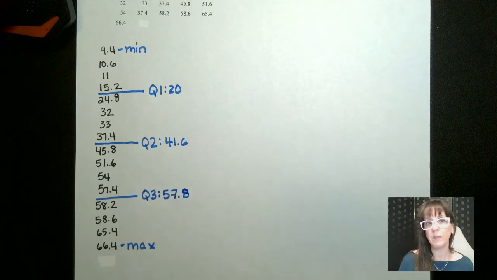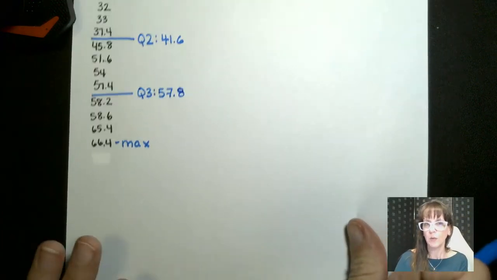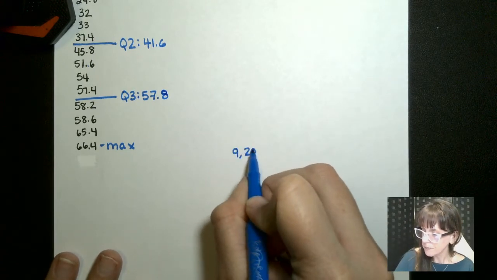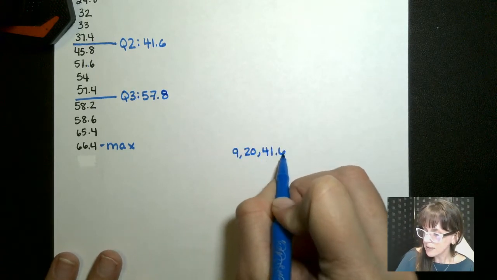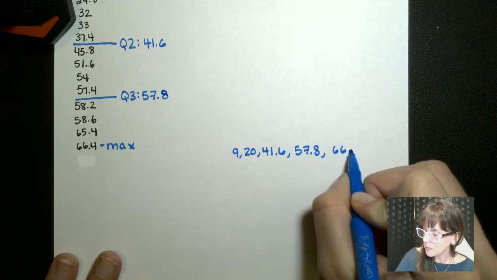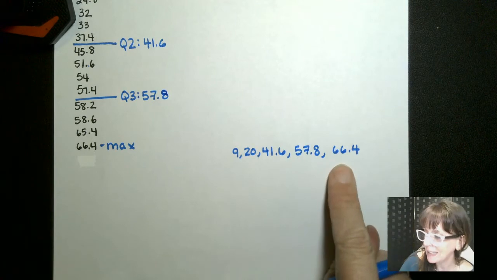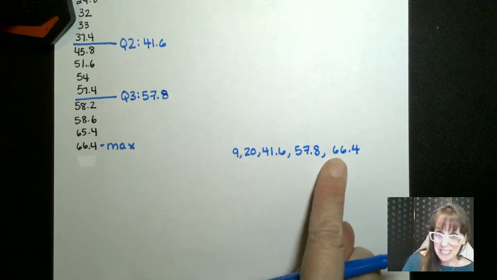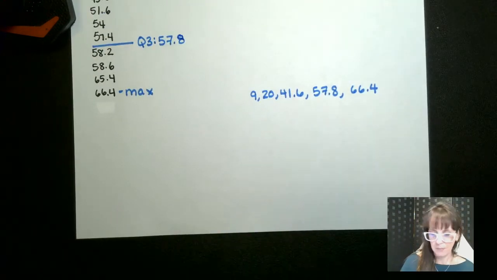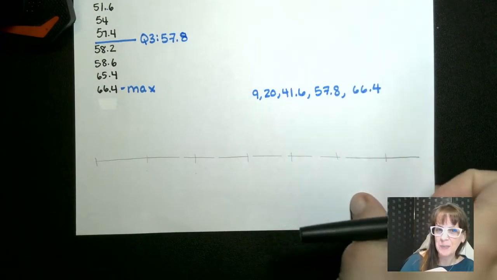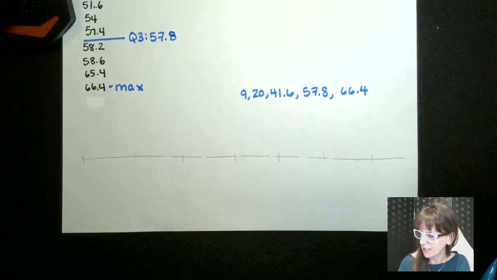Okay, so now we have our pieces of data that we need. We have 9, 20, 41.6, 57.8, and 66.4. So we need to go all the way from 9 up to 70. So maybe like 5 to 70. Okay, so let me pause. Okay, so I'm not going to lie. The hardest part of doing this is drawing your scale correctly.